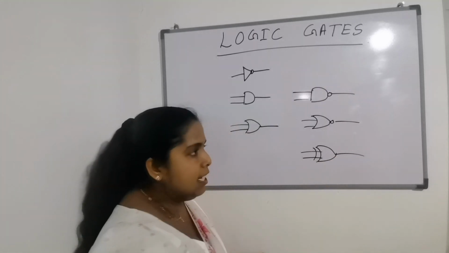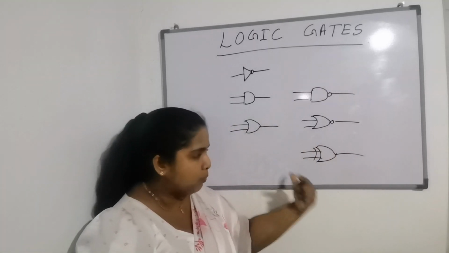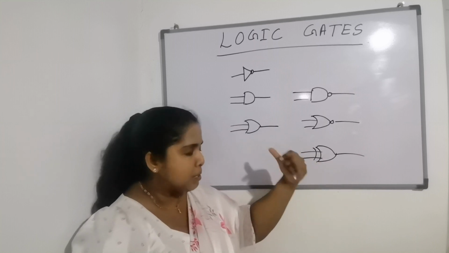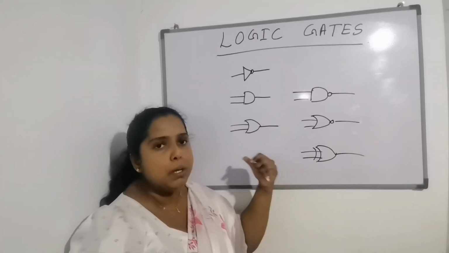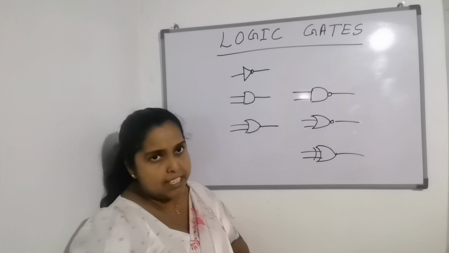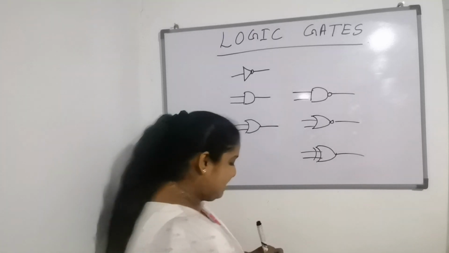So we are going to learn the symbol, how we are drawing it correctly, and what is the main logic behind that, truth table, Boolean algebra, and logic statement. Let's go one by one.